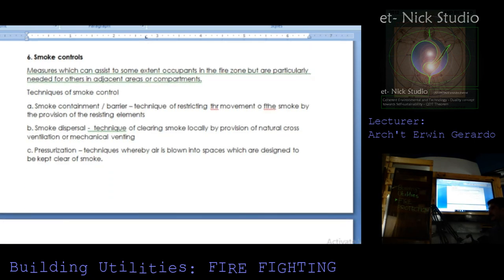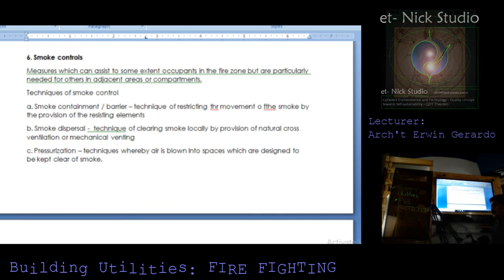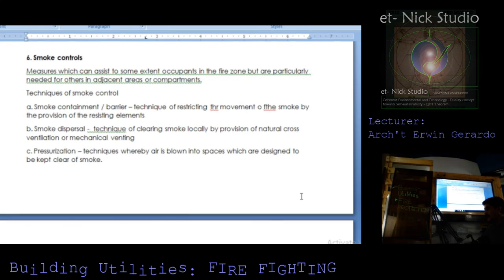Smoke control: measures which can assist to some extent occupants in the fire zone, but are particularly needed for others in adjacent areas or compartments. Techniques of smoke control: smoke containment or barrier, the technique of restricting the movement of the smoke by the provision of resisting elements. Smoke dispersal, the technique of clearing smoke locally by provision of natural cross ventilation or mechanical venting.